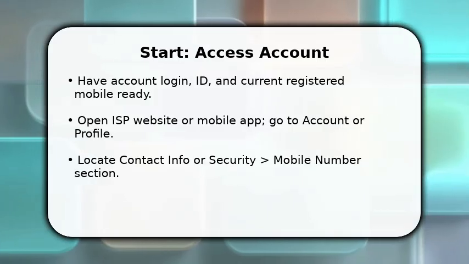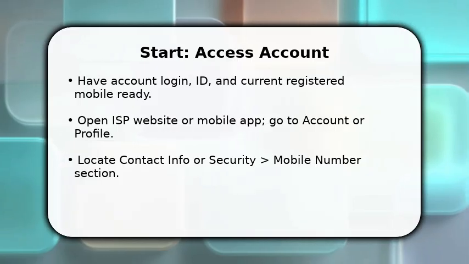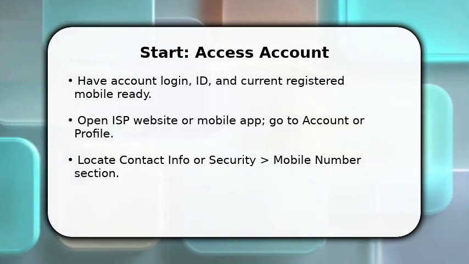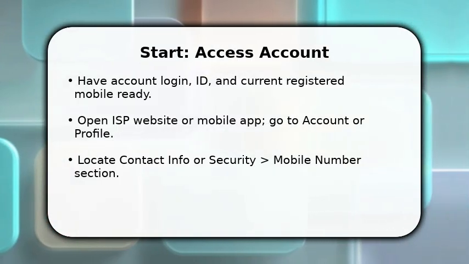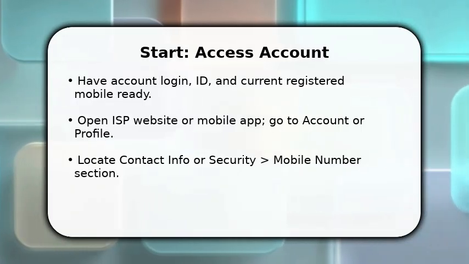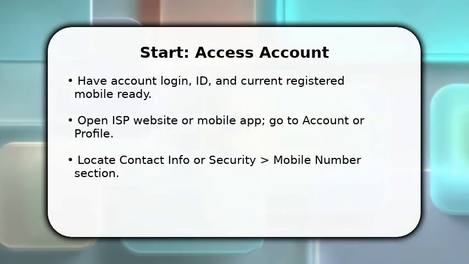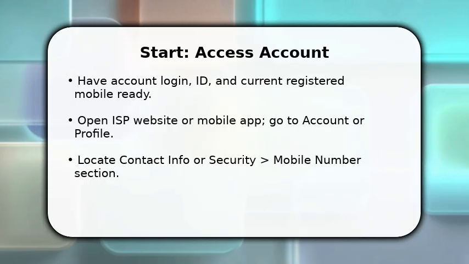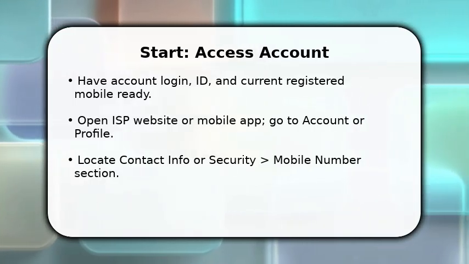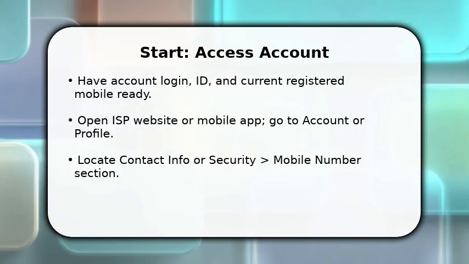You begin by signing in with your username and password. Make sure your ID and the currently registered mobile are available for verification. Once logged in, navigate directly to Account, Profile, or Contact Info to avoid menus that hide settings. You will see a mobile number or phone section.